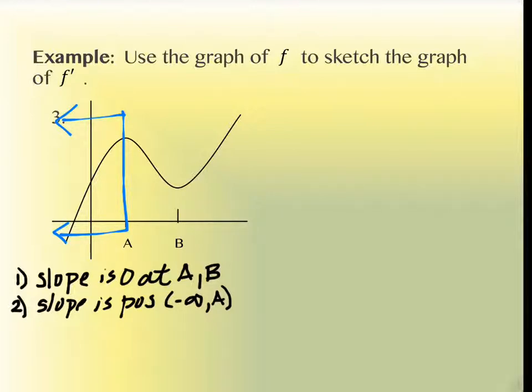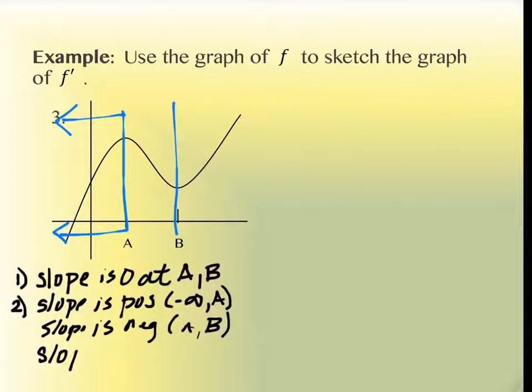The next piece of the graph is going to go from where to where? A to B, because something different happens between A and B. What in the world happens between A and B? Right, my slope is negative from A to B. The last piece of the graph, what is happening? The slope is positive from B to infinity.